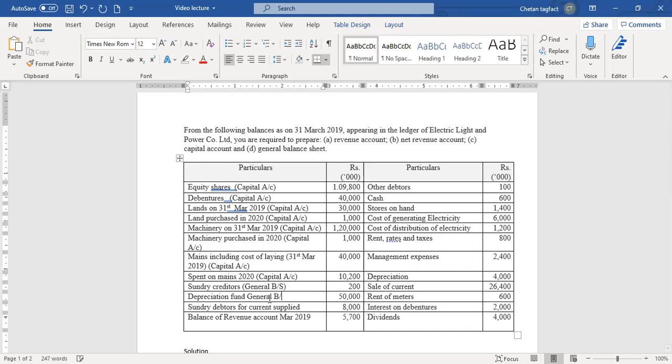The next item is sundry debtors for current supplies. Your sundry debtors is said to be a current asset. As such, it appears in general balance sheet. Your balance of revenue account for the last year is to be carried forward to the current net revenue account. So this item will be taken in net revenue account.